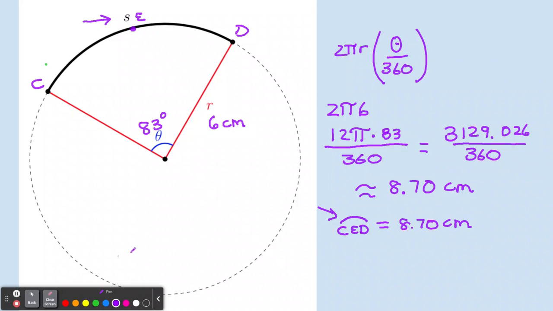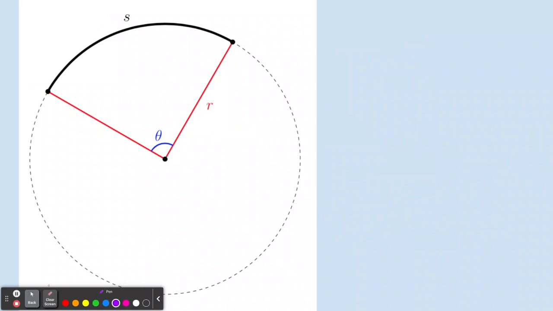All right, let's do another one. Let's clear this out. Rewind if you need to. Now let's say that theta is, let's say, 72 degrees. It's getting a little cooler.